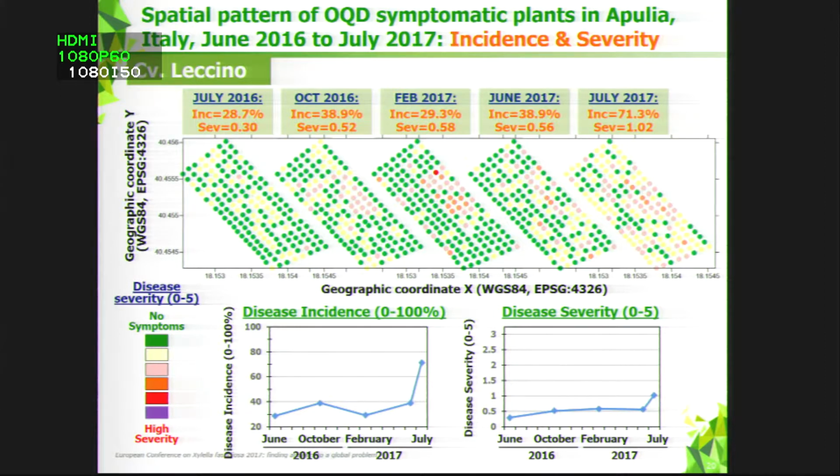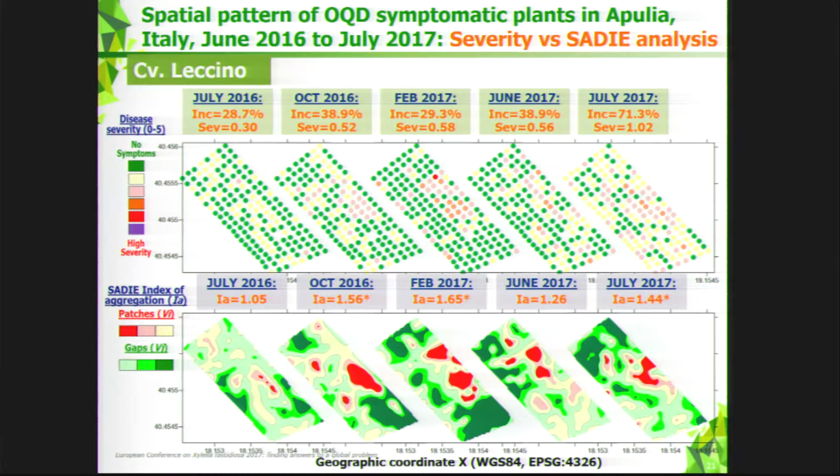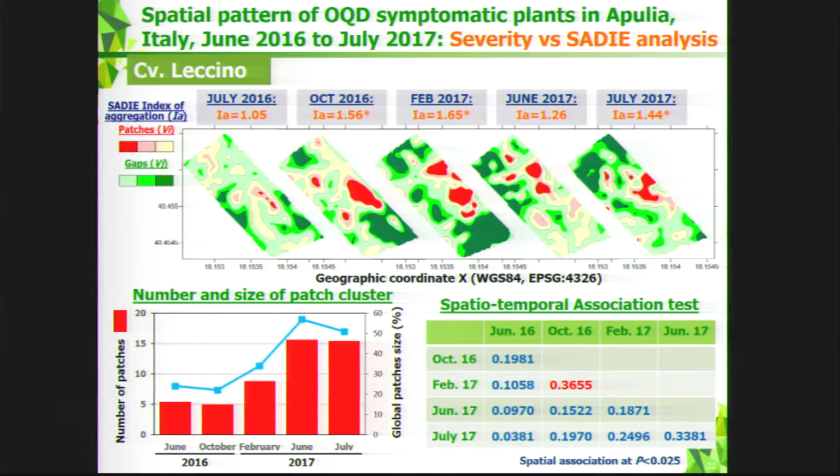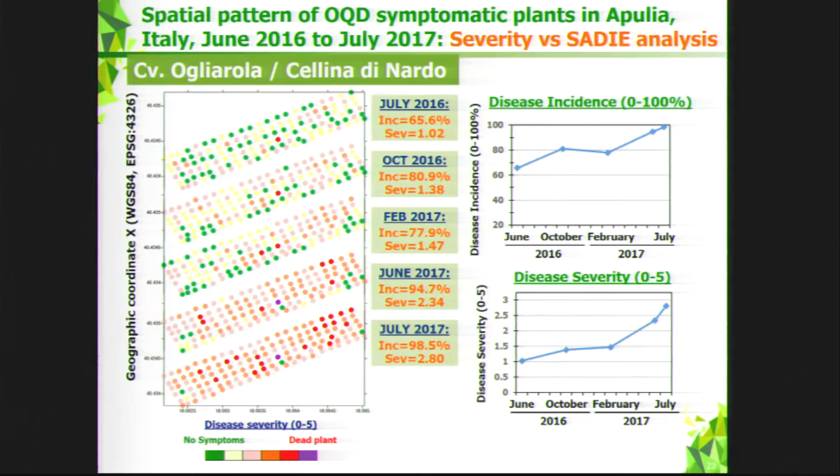If we go back, or continuous increase, you have here the same figures for the different plots, and in this case they were associated but not statistically. So maybe there are more components that are regulating the spread of the disease in this particular cultivar, and not only the original foci that are present in the field.